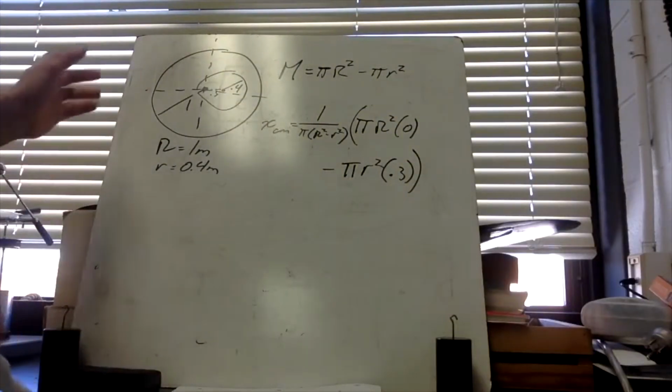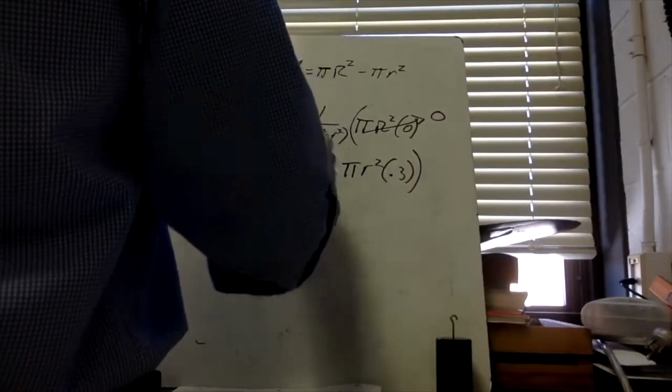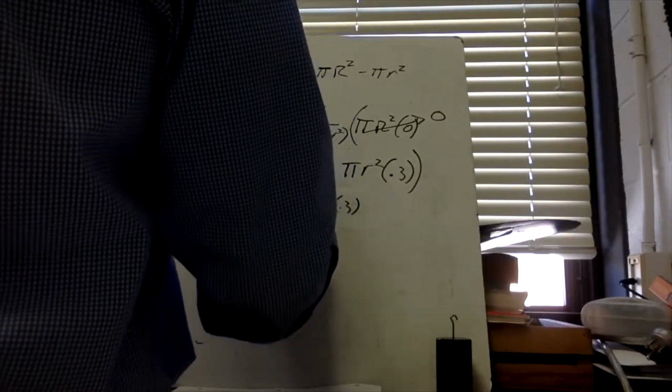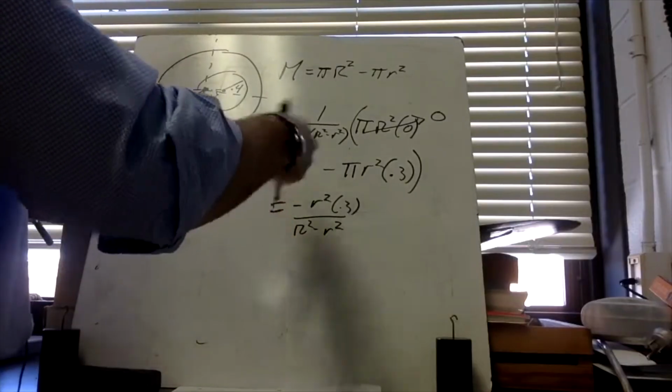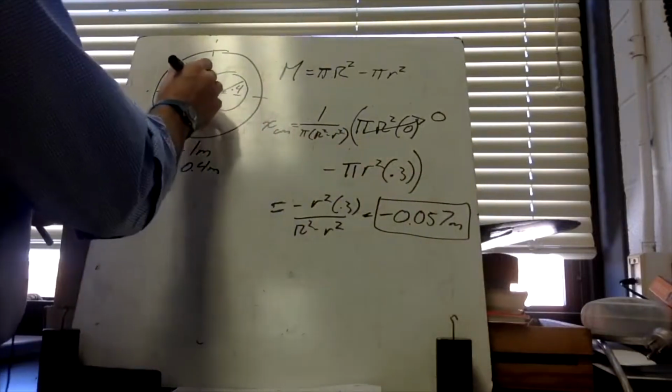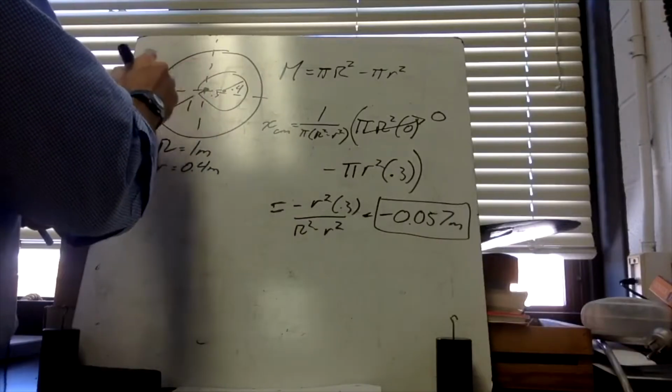So now when I put all this into my calculator, we can simplify this a little bit. Let's see what happens. This goes away. So this is going to end up being negative. The pi's cancel out, and I'm left with r squared times 0.3 over big R squared minus little r squared, where little r is 0.4, big R is 1. And so you put that into your calculator, and you should get about negative 0.057 meters. What does that mean? That means the center of mass is actually over here, 0.057, so not too far over.